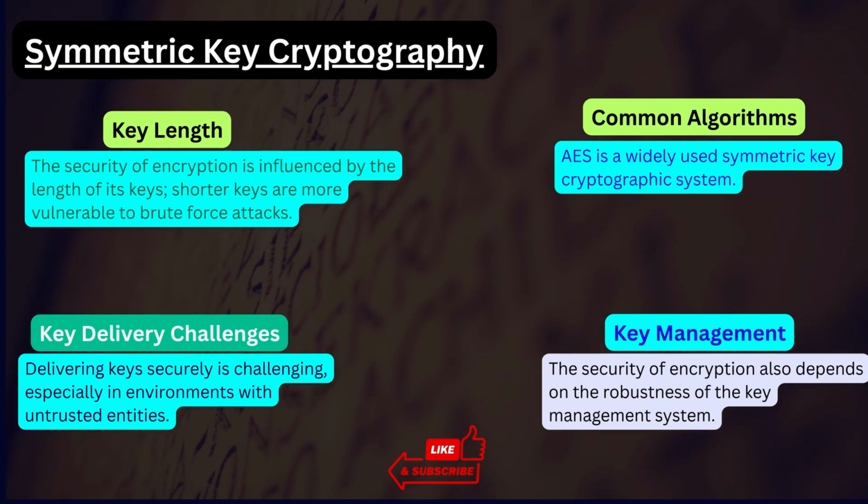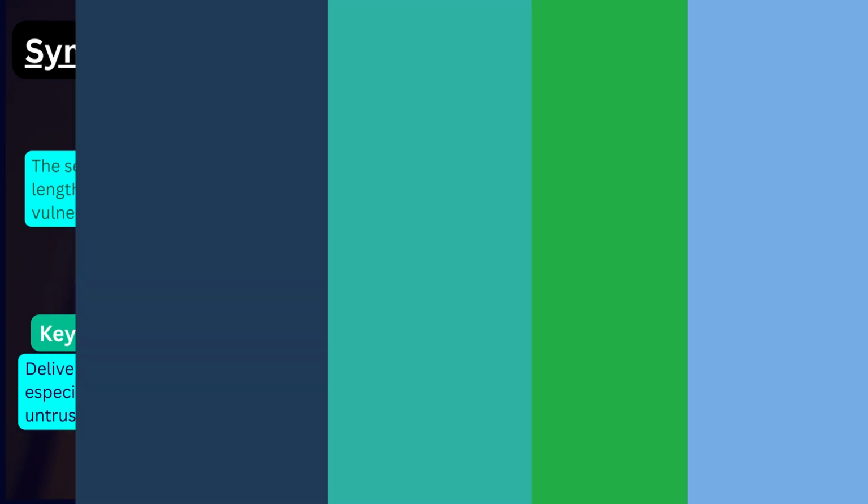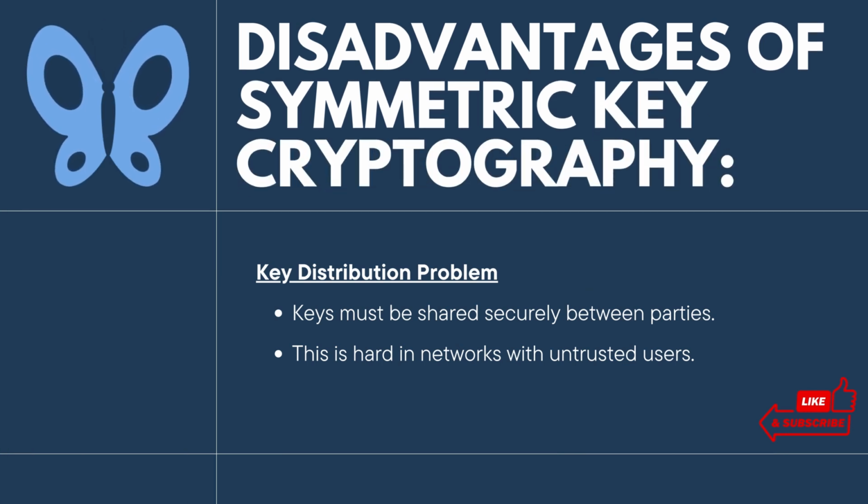Moving ahead, let's discuss the last part of this video, in which we will discuss disadvantages of symmetric key cryptography. Let's discuss the first part, the key distribution problem. Since both parties use the same key, that key needs to be shared, but shared securely. And that's where things get tricky, especially in networks with untrusted users. You're basically trying to hand over a house key without anyone else seeing it. One slip, one interception, and the entire system is compromised.